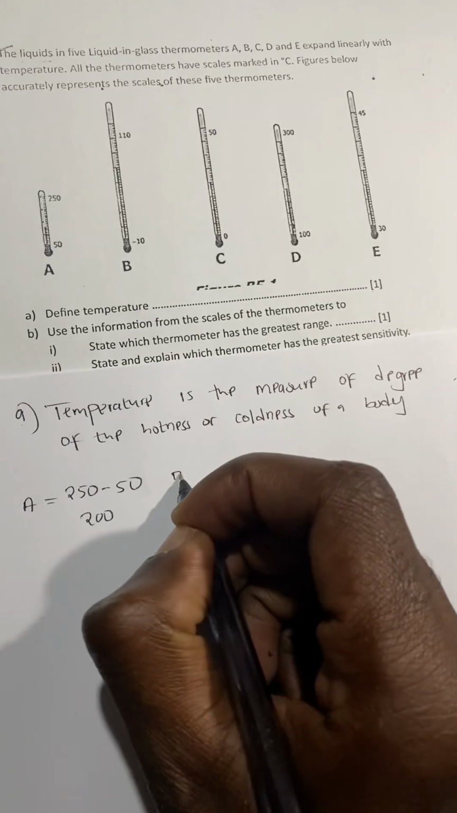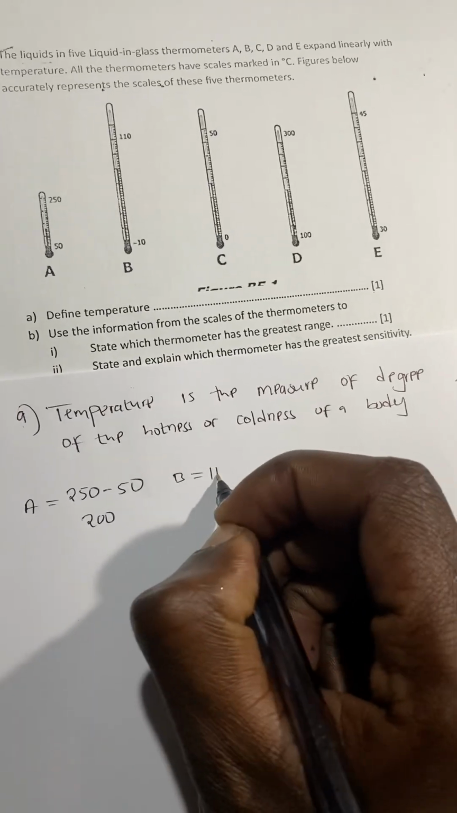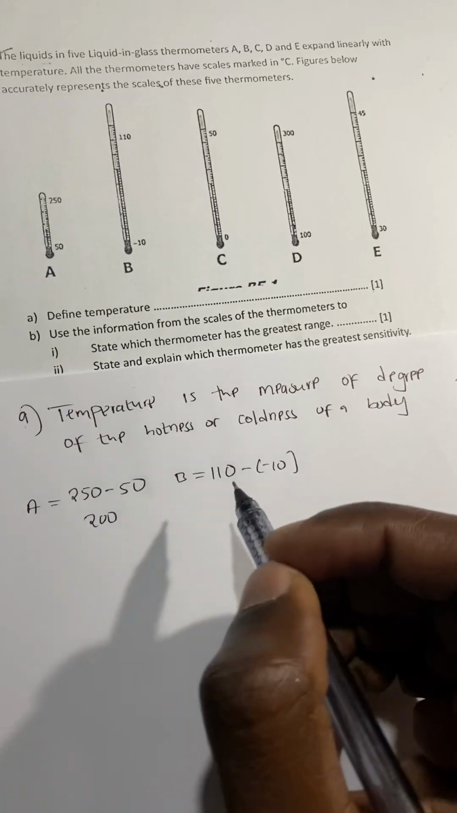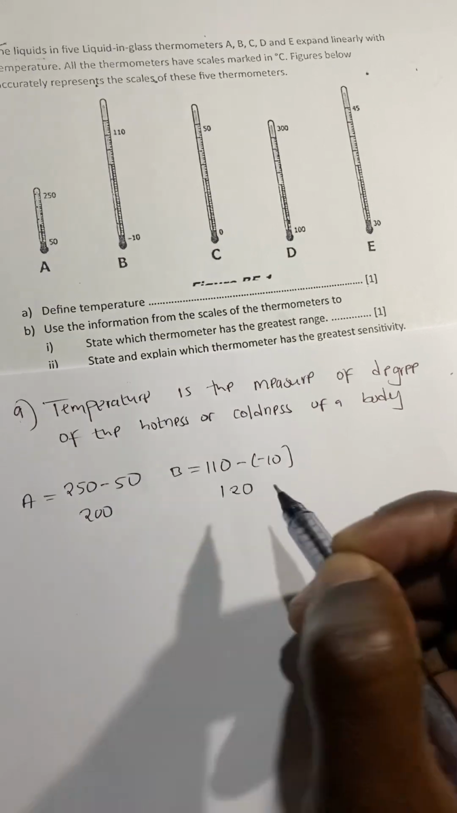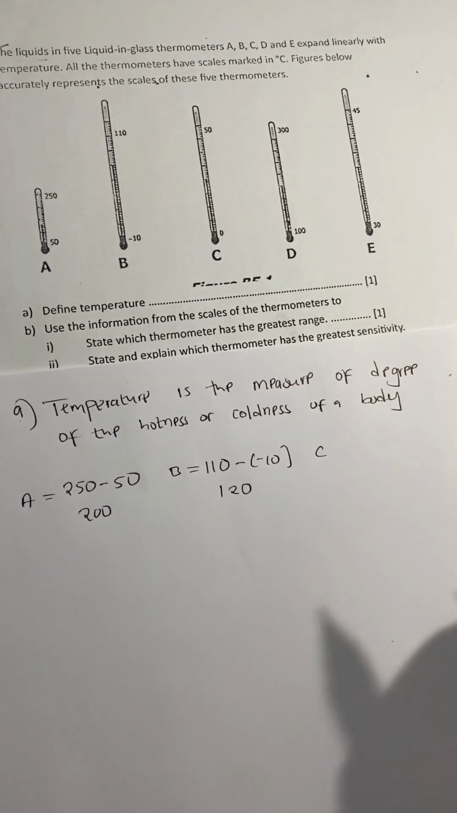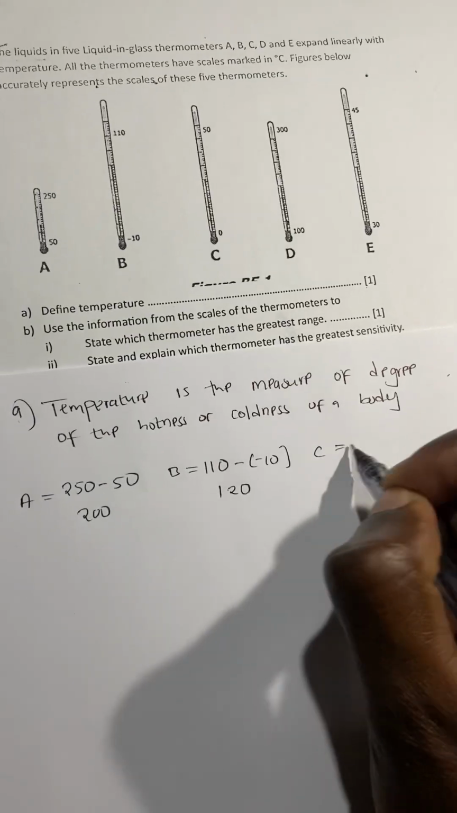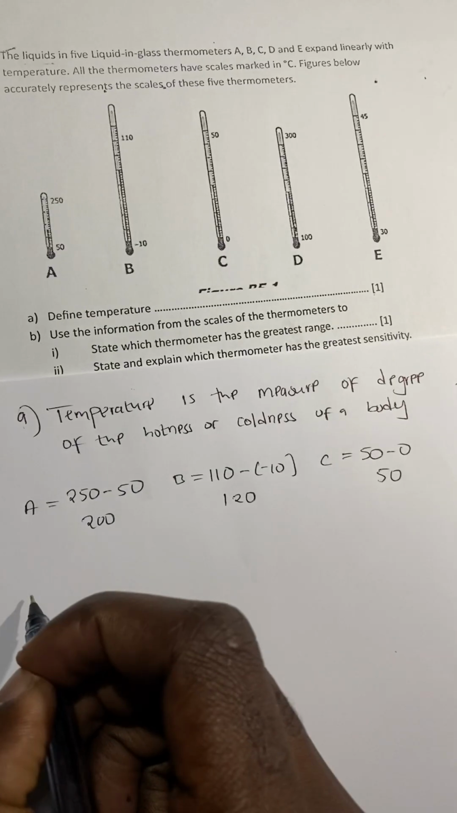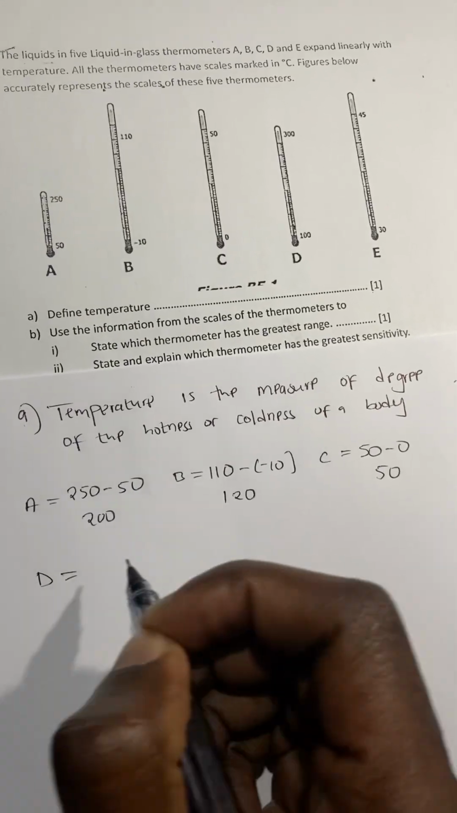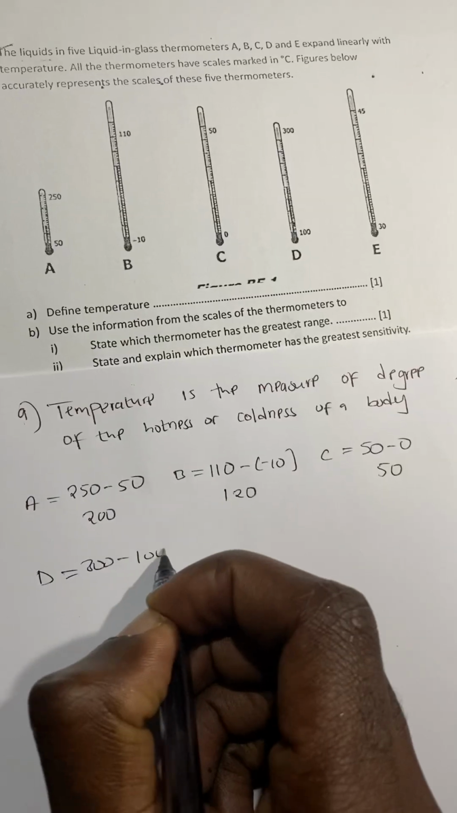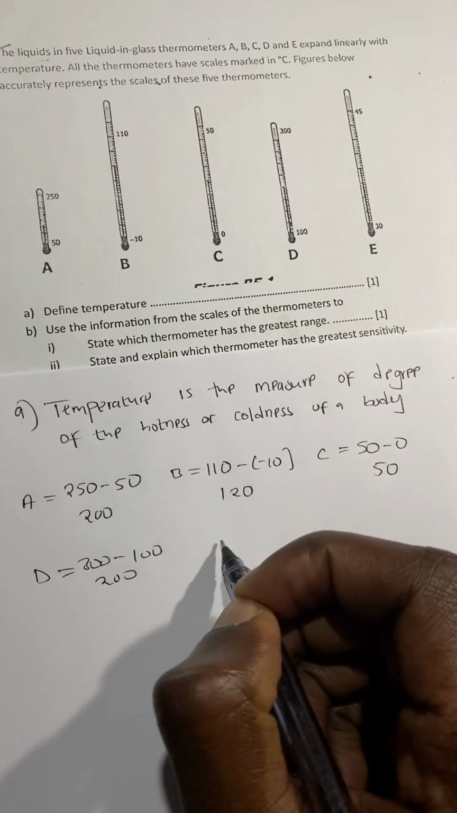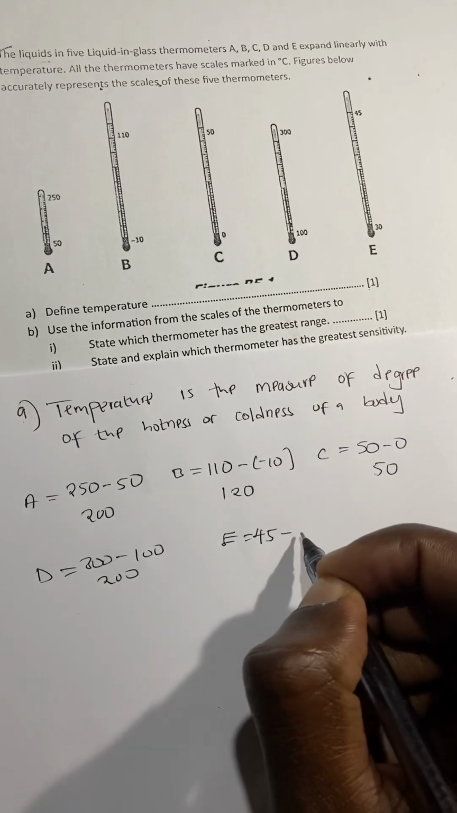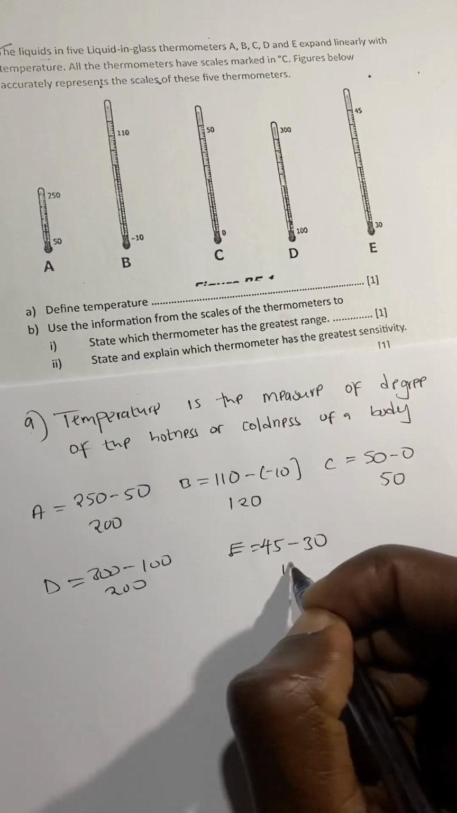Then B, it has 110 minus negative 10, which is negative times negative, it is positive, so I have 120 degrees Celsius. Then thermometer C, I have 50 minus 0, which is 50 degrees Celsius. Thermometer D, I have 300 minus 100, which is 200. Then thermometer E, I have 45 minus 30, which is 15.